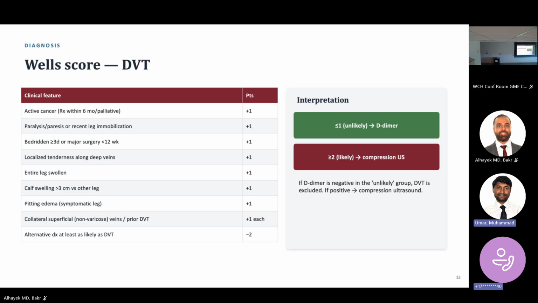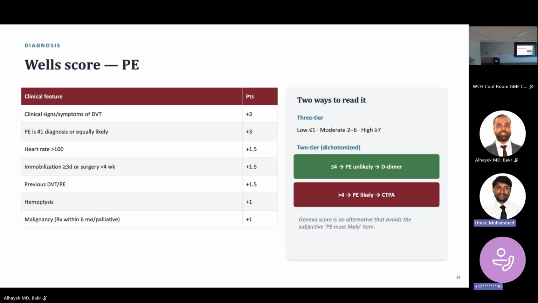You don't wait. So the Wells score has 1, 2, 3, 6, so I think 9 points. So if it's at least 2 for a patient presenting with leg swelling, then you do a compression ultrasound. If it's 1 or less, then you do a D-dimer. For the PE, it's kind of the same thing, but instead of the 1 and 2, you do 4, and instead of the compression ultrasound, you do the CTPE.